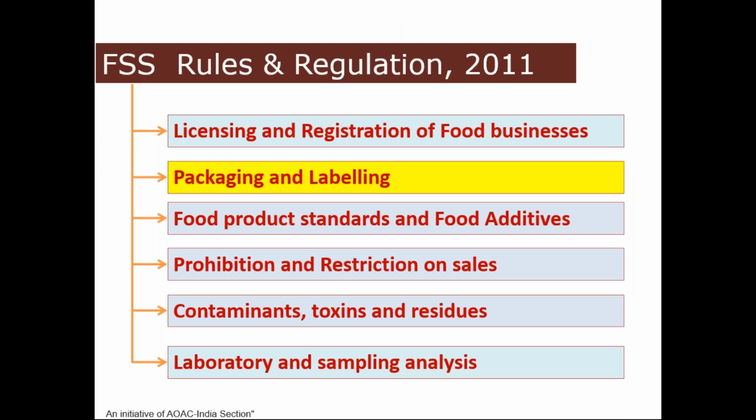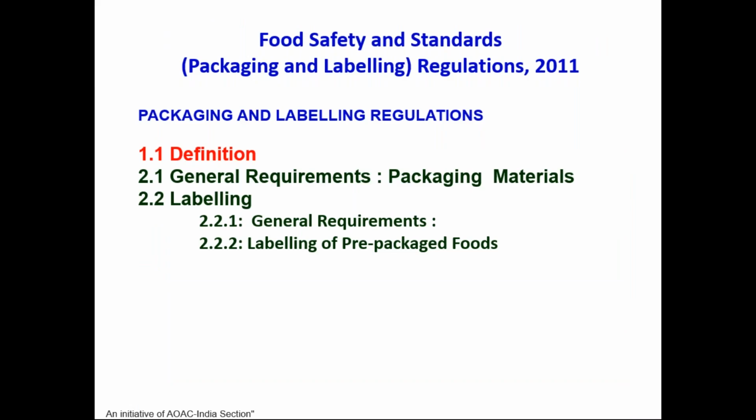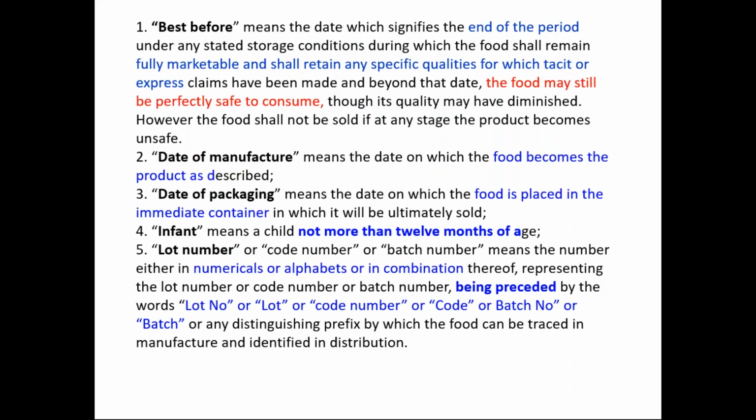The rules and regulations of FSSA come under the packaging and labeling regulation. Under this regulation, you will find that each chapter is defined. The first chapter is the definitions. The second chapter is the general requirements for the packaging material. The next is on the labeling requirements, which include both the general requirements and the requirements of what a packaged food should contain.